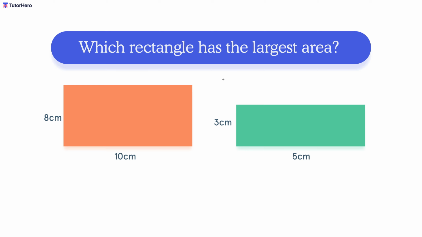So we know that the formula to find the area of a rectangle is A equals L times W, or length times width. A equals 10 times 8, so the area equals 80 centimetres squared. And for this rectangle, A equals 5 times 3, and therefore A equals 15 centimetres squared. So the orange rectangle has the largest area.